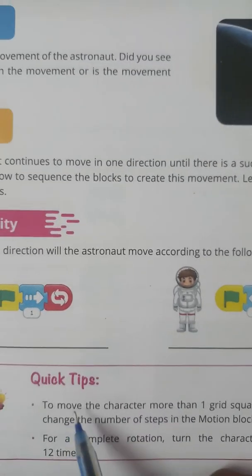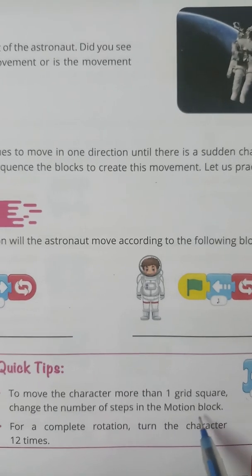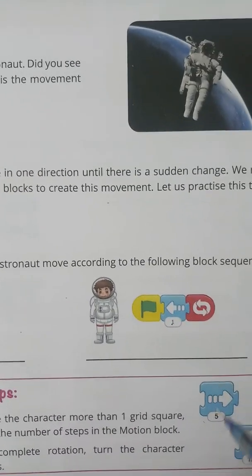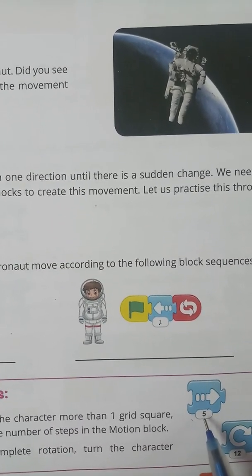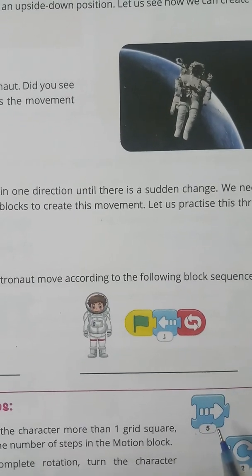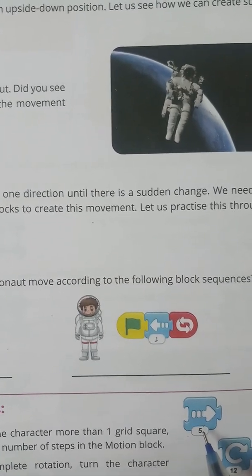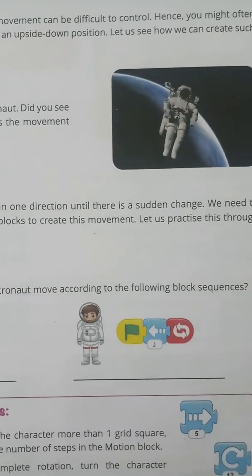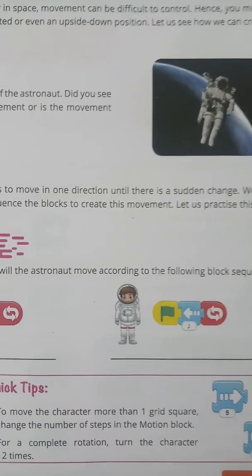Quick tips. To move the character more than one grid square, change the number of steps in the motion block. So if I need to move the character for more than 1 or 2 times, here I need to mention the number as, for example, 5. This block is for moving towards the right side, and this will happen 5 times because I mentioned the number of steps is 5. Move right side 5 times.